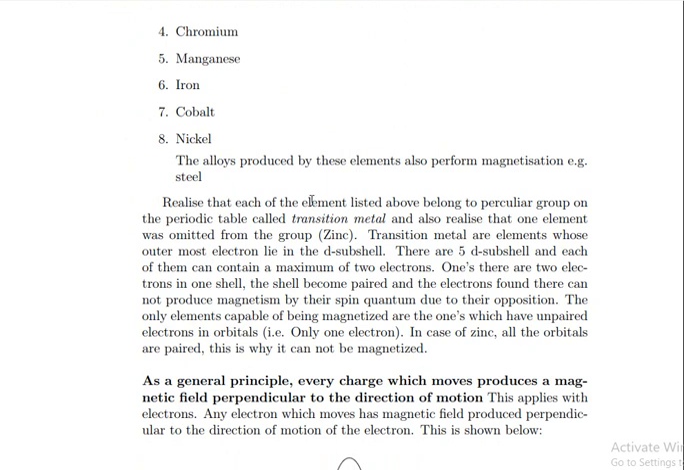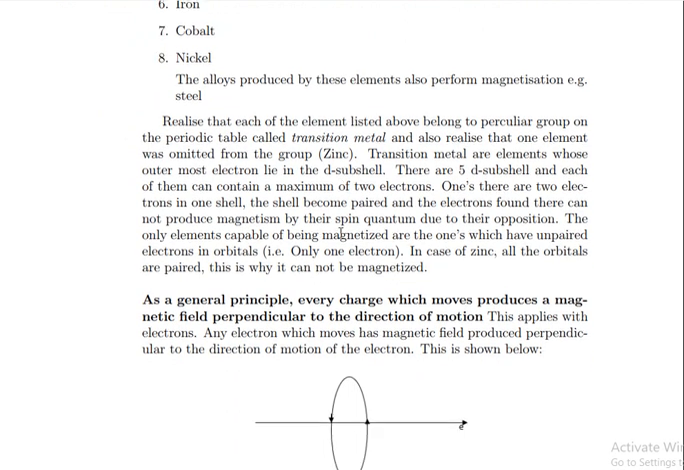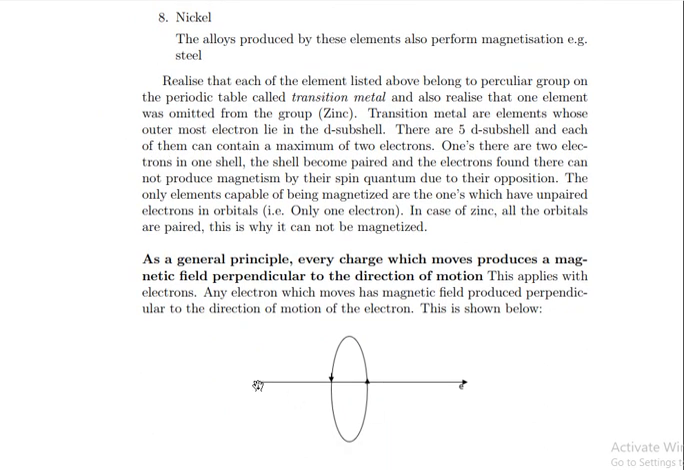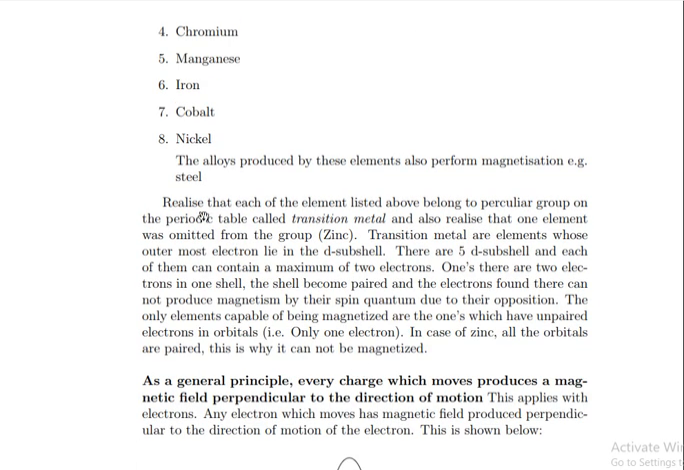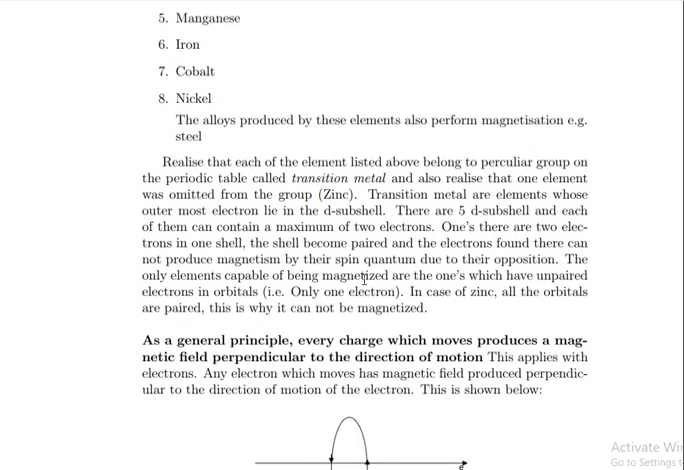Now let's explain. We need to know that when electrons move, they have a spin quantum number, and that spin quantum number is what is effective for the production of the magnetic field. As an electron moves, a magnetic field is always produced perpendicular to the motion of the electron. Now, in the case of zinc, all the electrons are paired.